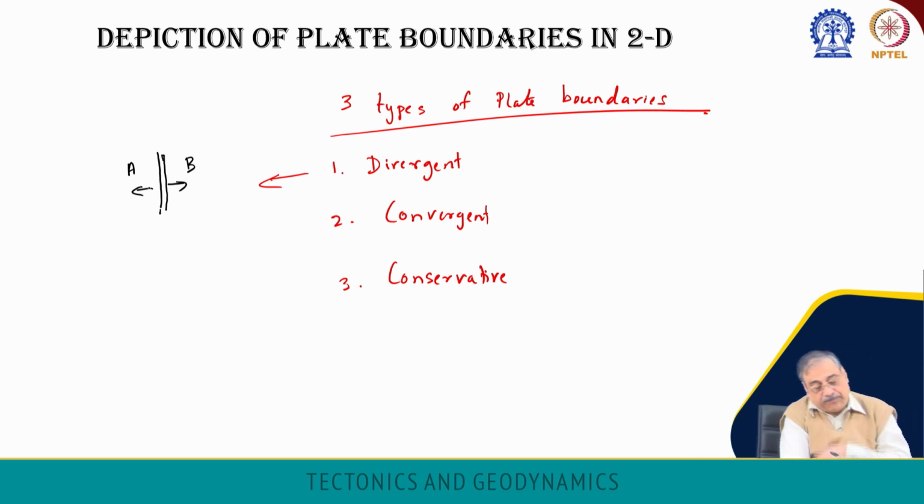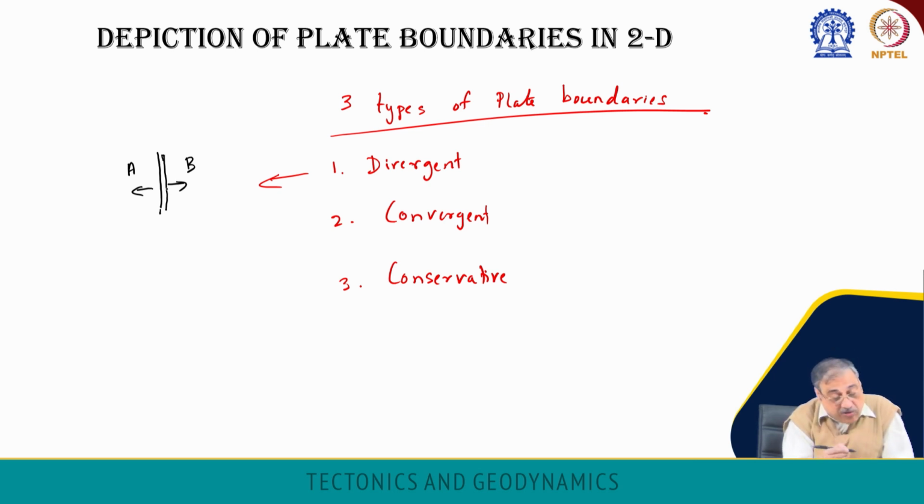Now, although it is not necessary, it is generally the case that the spreading direction is orthogonal to the trace of the boundary. So, this is the boundary itself. Normally the way the ridge spreads is at right angles, we assume it is at right angles to this part.